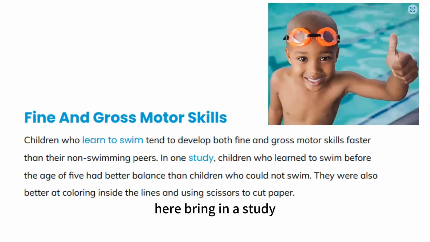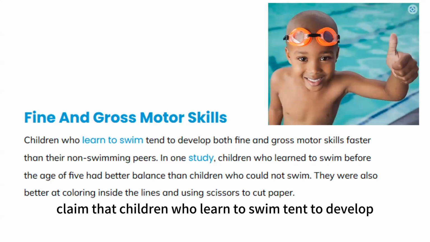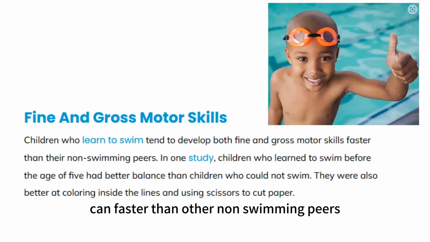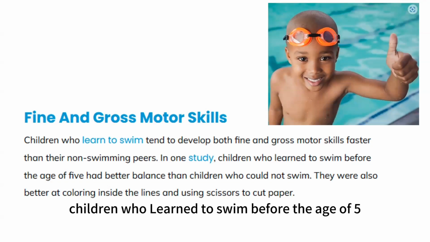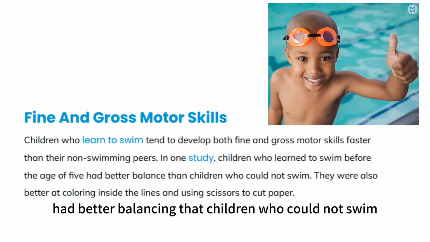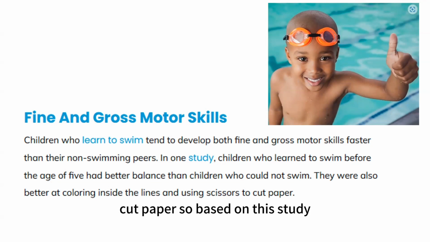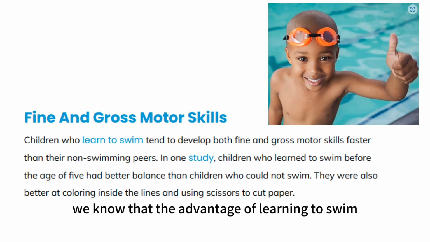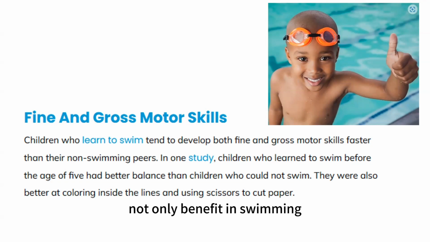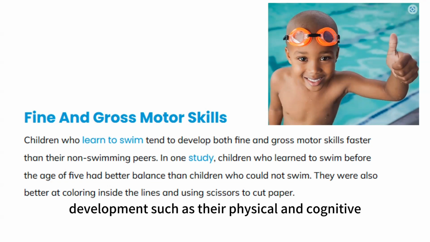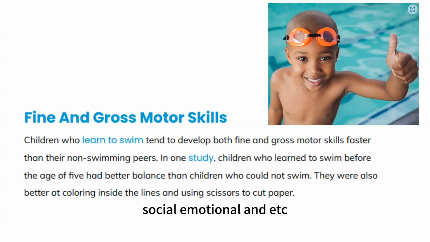Here, Bring In a study claimed that children who learn to swim tend to develop both fine and gross motor skills faster than their non-swimming peers. This study mentioned that children who learned to swim before the age of 5 had better balancing than children who could not swim. They were also better at coloring inside the lines and using scissors to cut paper. So based on this study, we know that the advantage of learning to swim not only benefits swimming, but also helps the child develop overall, such as in their physical, cognitive, social, emotional development, and so on.